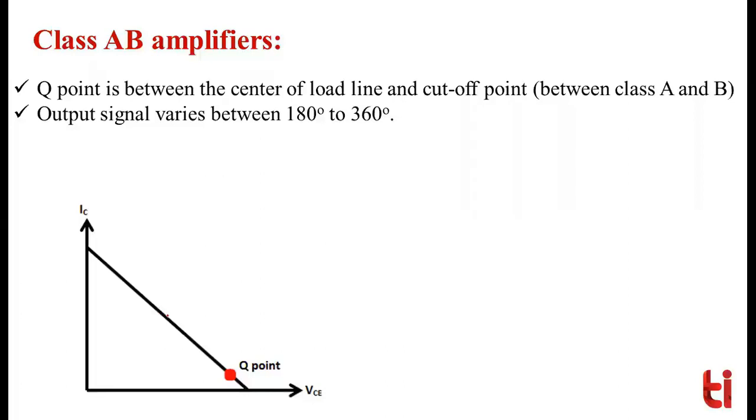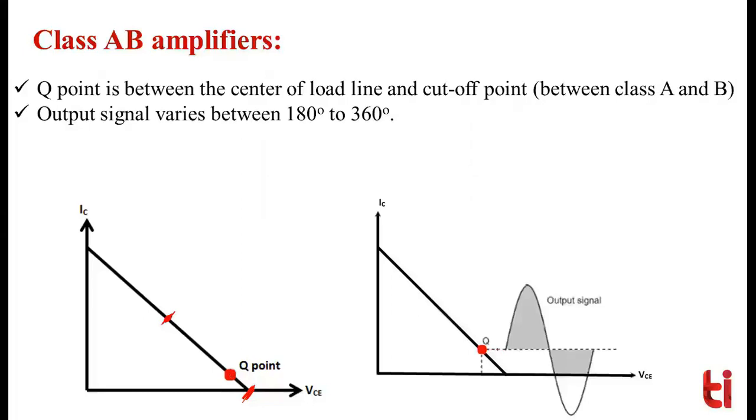In class A amplifier, the Q point is set in the middle of the load line. In class B amplifier, the Q point is set at the cutoff point. But in class AB amplifier, the Q point is set above the cutoff point. So when the Q point is set above the cutoff point, we have the output signal like this. We receive one cycle full at the output and some part of the second cycle is received at the output.